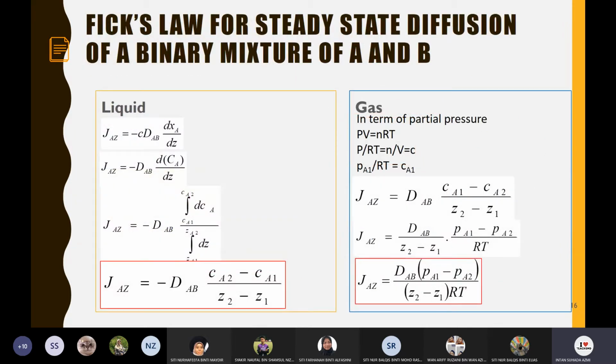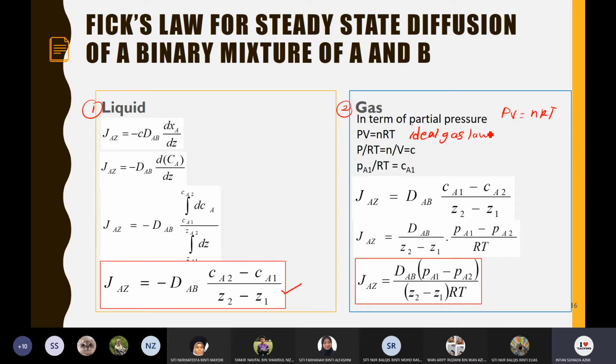Okay, Fick's law for steady state diffusion of a binary mixture of A and B. This one is the general equation. So we integrate dC_A and dZ, and we will get the final equation for liquid. Then for gas, we will apply the ideal gas law, where PV is equal to nRT.